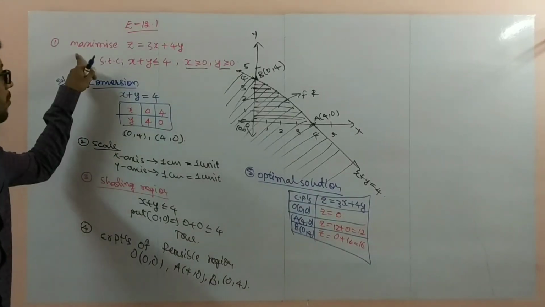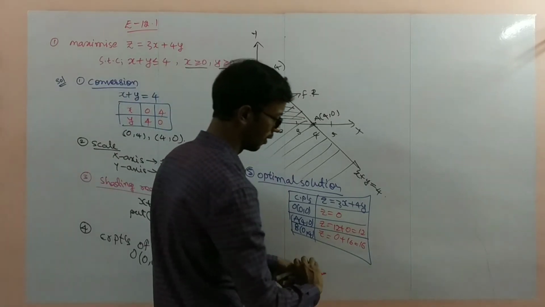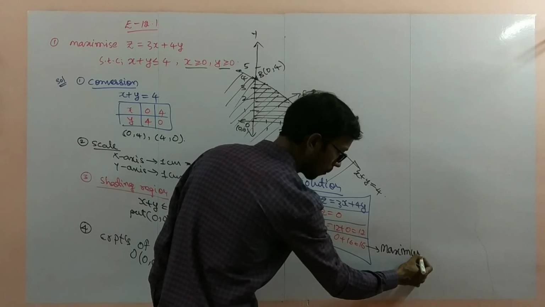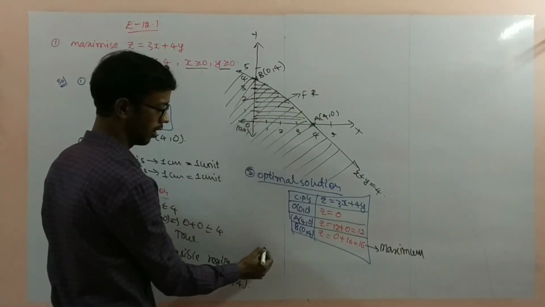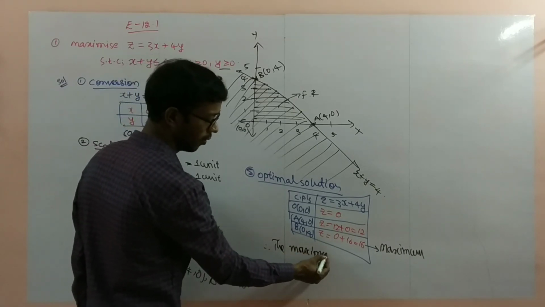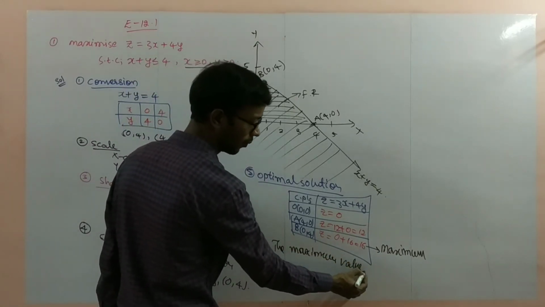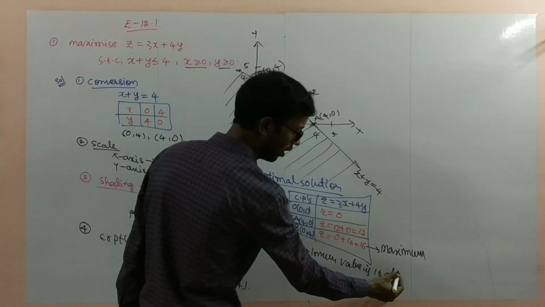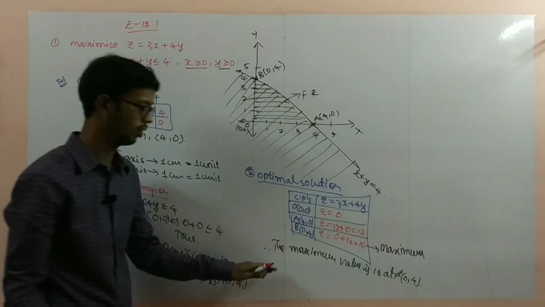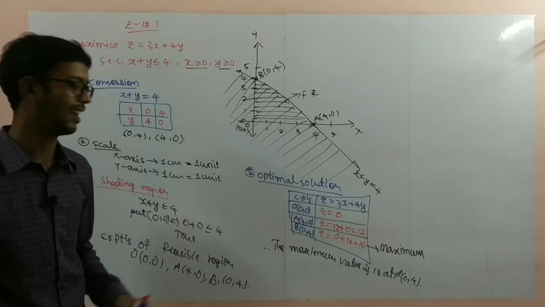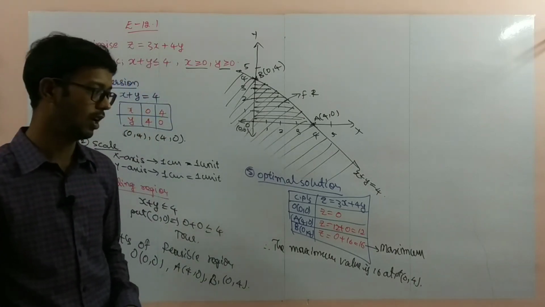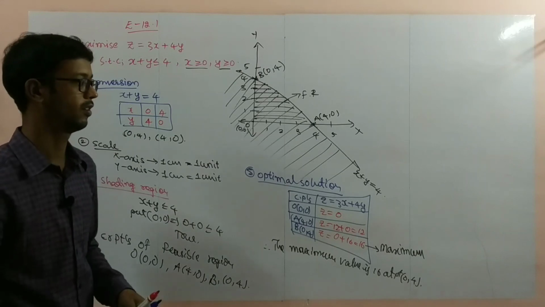So what is the question? Maximize. Maximum value is. So this is the maximum. Therefore, the maximum value is 16 at (0, 4). So this maximum or minimum value is called the optimal solution. So the optimal solution is 16 at (0, 4).